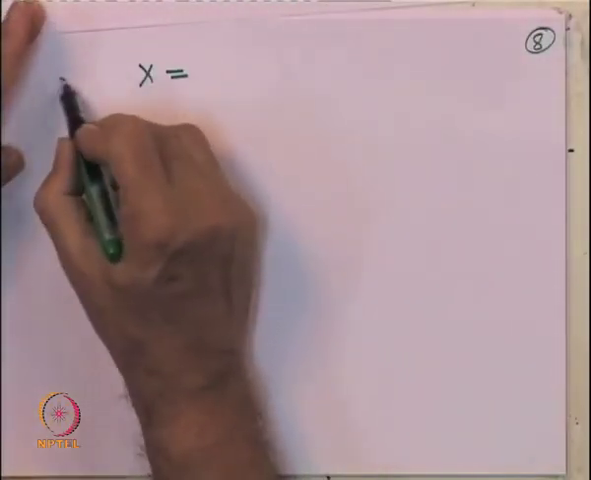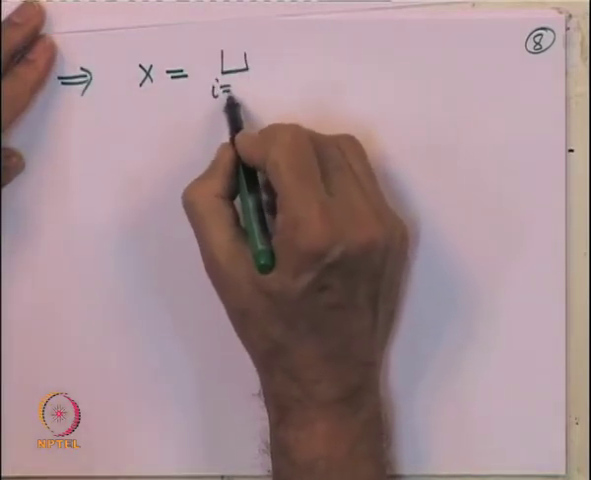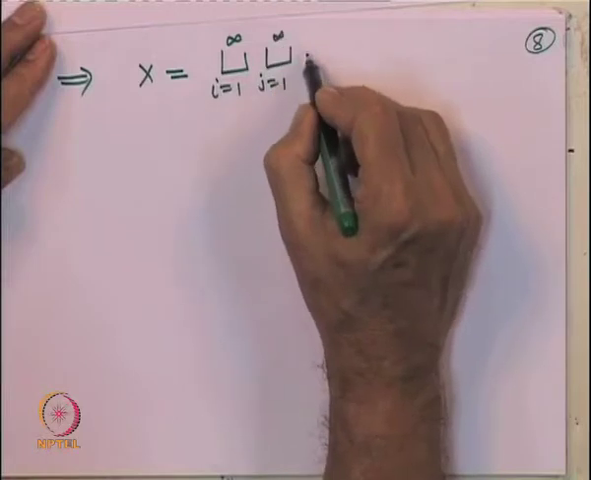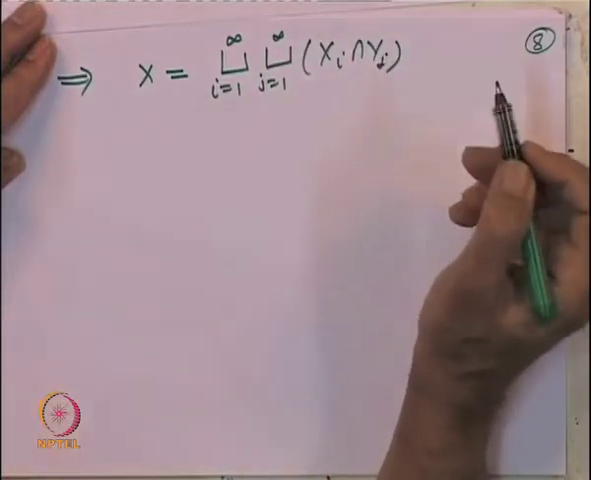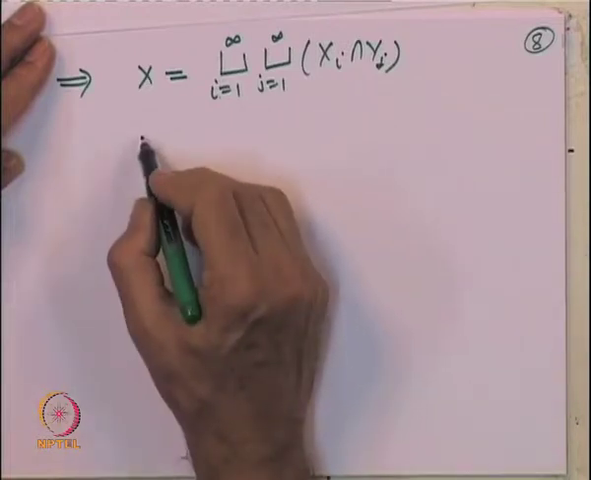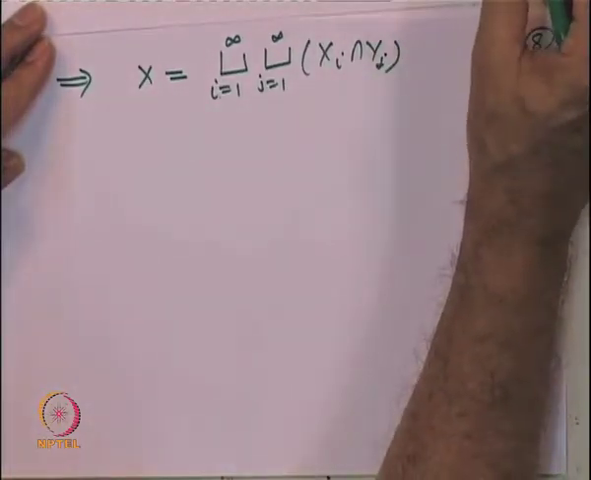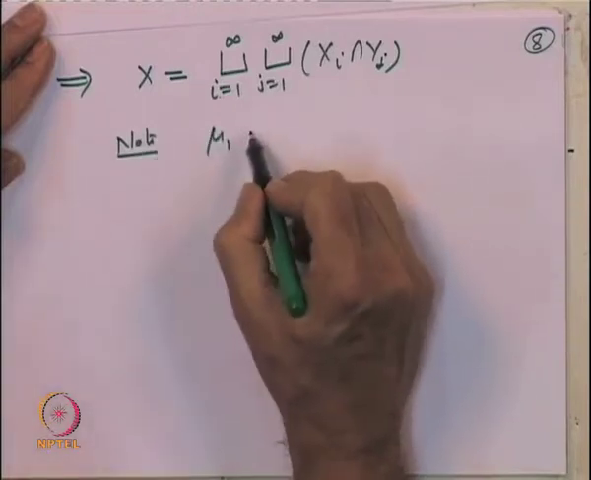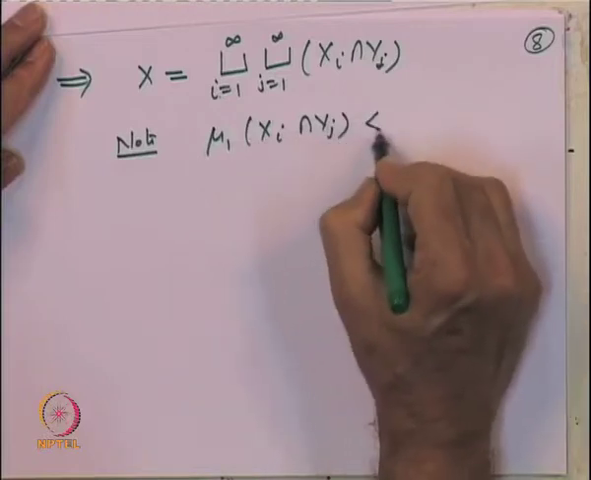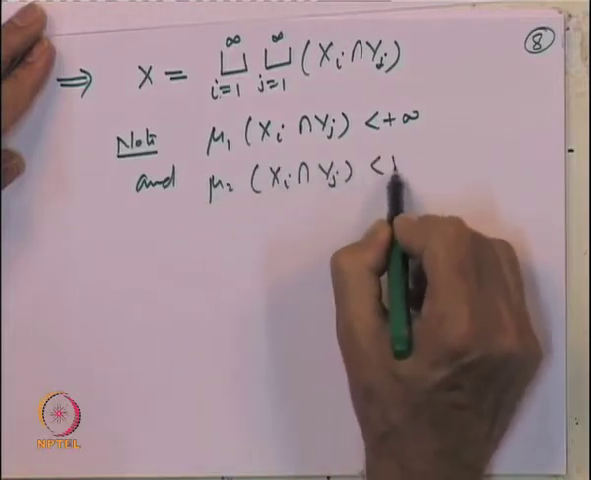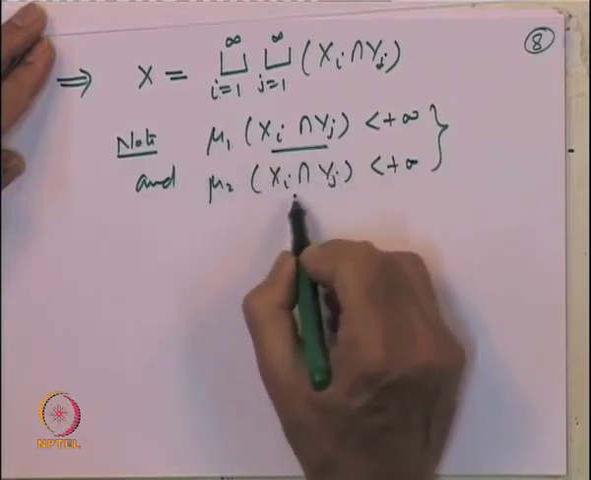But then from both of these statements, we can write x as the union over i from 1 to infinity of x i's, and that I can decompose into the union of y j's. So, I can write x i intersection y j, which gives a decomposition of x into subsets x i intersection y j. Now, what we have achieved is the following: mu 1 of each x i was finite, mu 2 of each y j was finite, but now note that mu 1 of x i intersection y j is finite and mu 2 of x i intersection y j is also finite. So, now both mu 1 and mu 2 are finite on this piece.